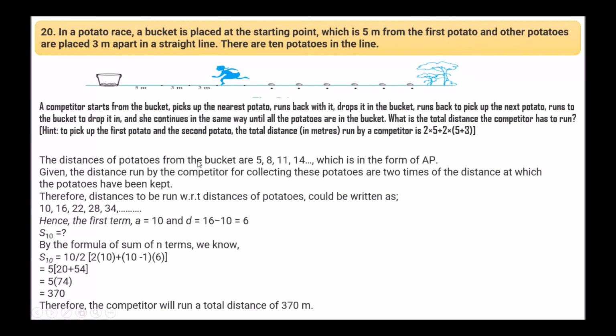The distances of the potatoes from the bucket are 5, 8, 11, 14 and so on. The distance run by the competitor for collecting these potatoes is 2 times the distance at which the potatoes have been kept. Therefore, the distances to be run can be written as 10, 16, 22, 28, 34. Hence, the first term is 10, d is 6. S10 we have to find, so we will put the values in Sn. So we will get S10 equals 370. The competitor will run a total distance of 370 meters.